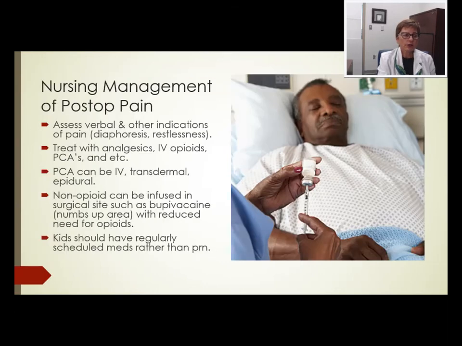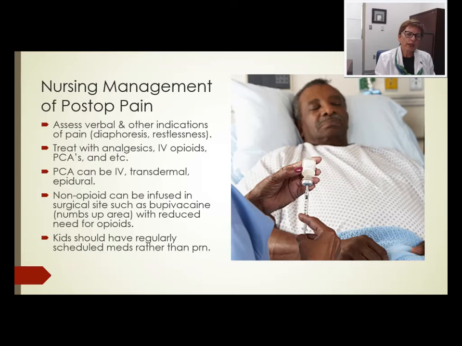For the nursing management of post-op pain, we need to assess verbal or other indications of pain. So they may be really diaphoretic or really restless. A child wouldn't be able to tell you they're in pain, but you can tell when someone's in pain if they're guarding something, guarding a limb, or grimacing. We're going to treat with analgesics, IV opioids, PCAs, and the PCA can be IV, can be transdermal, and it can be epidural.